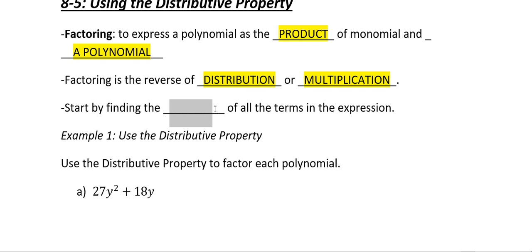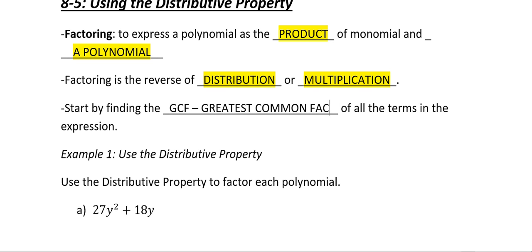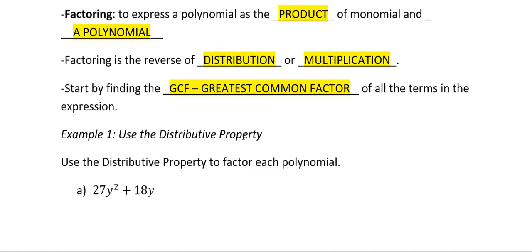Okay, so not really a new term, but maybe something that you haven't seen in a while. We have to start all of these problems by finding the GCF, or if you recall, that stands for greatest common factor. We're going to find the GCF of every term in the expression. So this first problem has two terms, and we're going to write the GCF of each term.